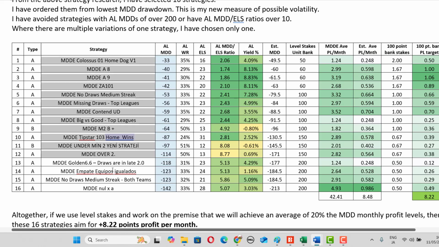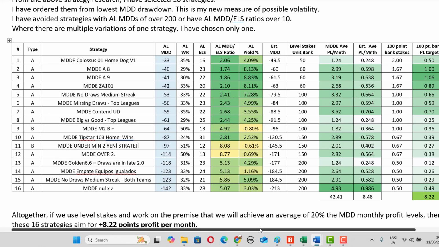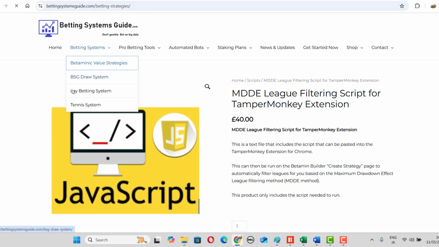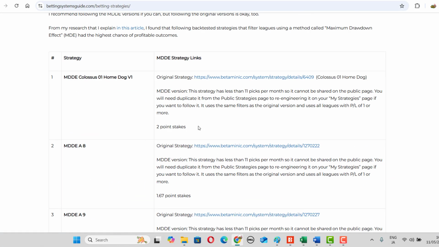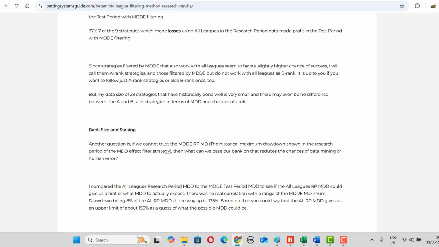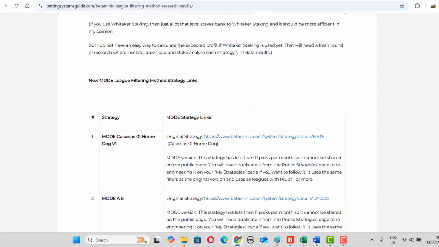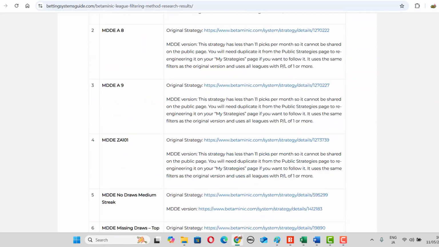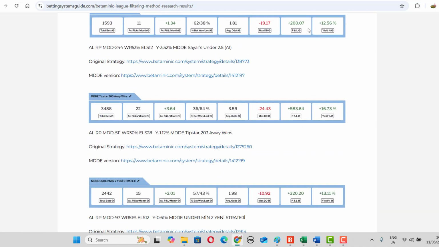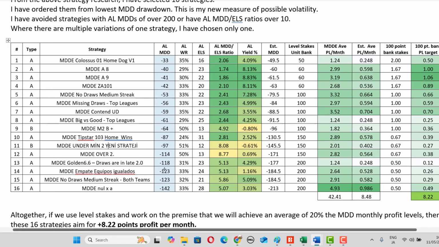So I've ended up with just 16 strategies, which are listed on my website. If you go to the Betaminic page, they're listed there, or in the actual article, they're listed in the article as well. I've got them down the bottom here, I've listed them there, and I've written their results, what their All Leagues drawdown was, if you want to have a look at them. And I've included some basic details here so you can see what the All Leagues drawdown was.